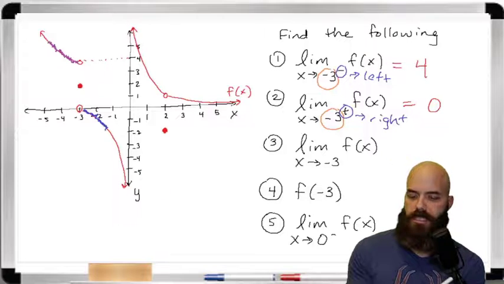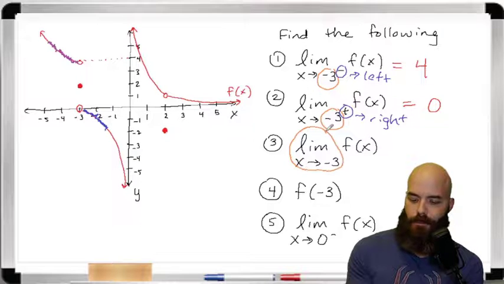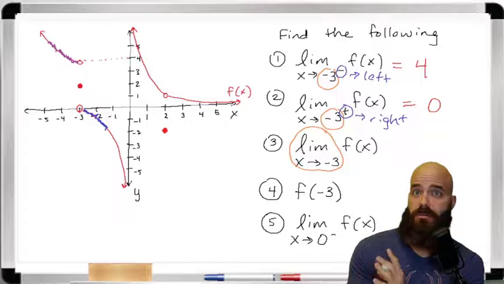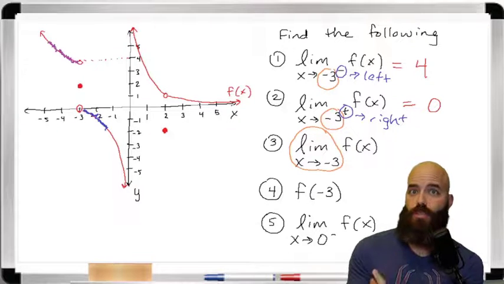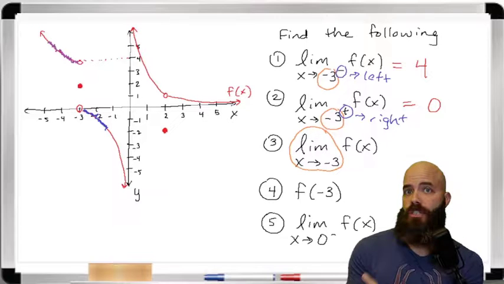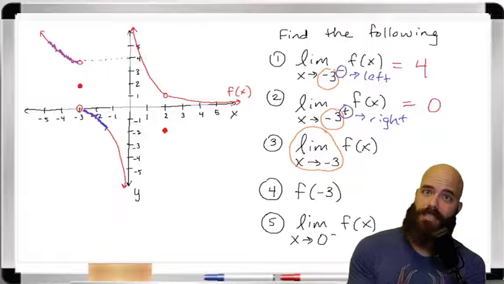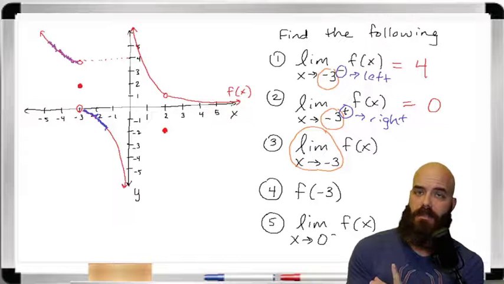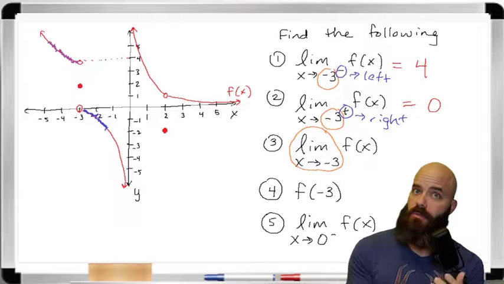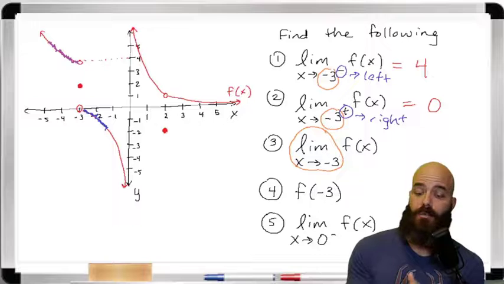So that leads to question number 3. Remember what this notation means. This is asking simply, what is the limit as x approaches -3? Notice there's no left side or right side indicated. This is known as a two-sided limit. In order for a two-sided limit to exist, the left-sided limit and the right-sided limit must be the same. And what we just found in problems 1 and 2: the left-sided limit as x approaches -3 is equal to 4. The right-sided limit as x approaches -3 is 0.